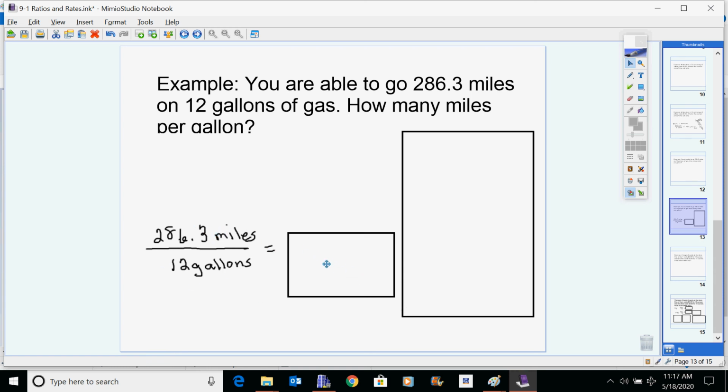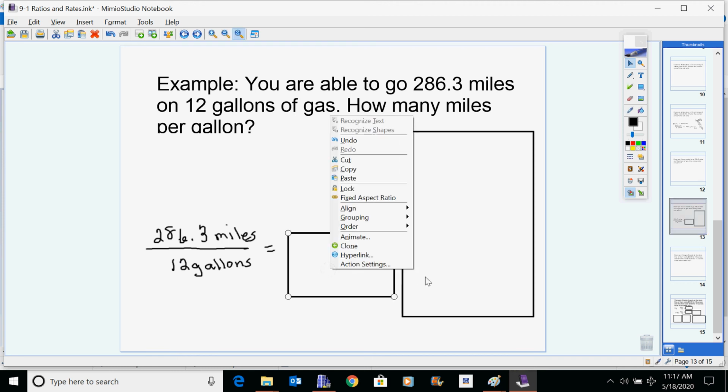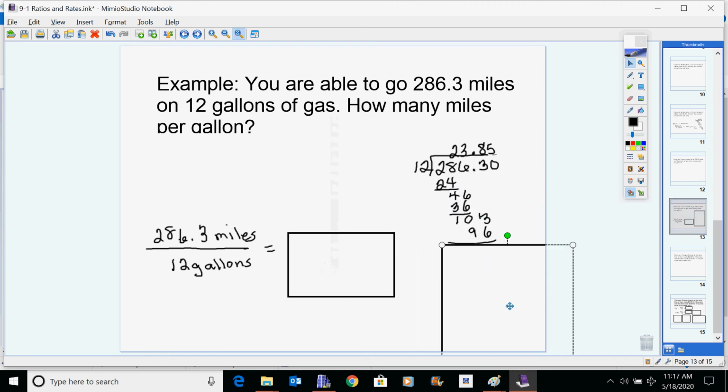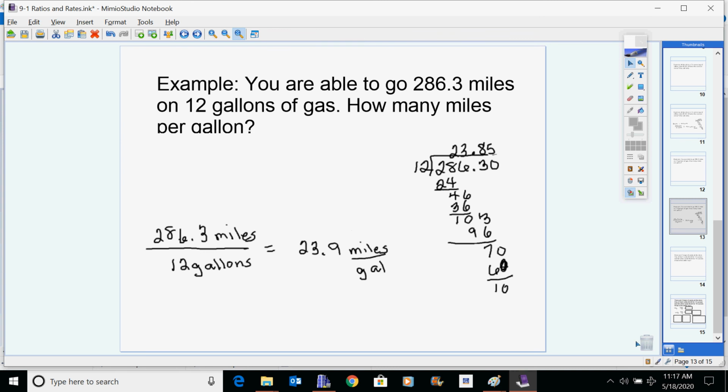So 286.3 miles in 12 gallons, and you're going to need to do the division problem. 286.3 divided by 12. When you do that, we want to round to the tenths place, so you need to go to the hundredths place when you do your division, and then round to the tenths place, so about 23.9 miles per gallon. That means that each gallon of gas you have will get you almost 24 miles down the road, and you want to make sure that you have enough gas to do that.